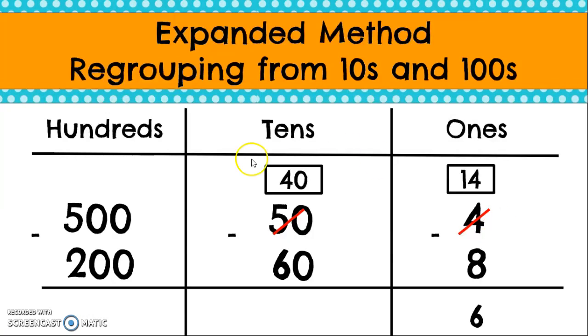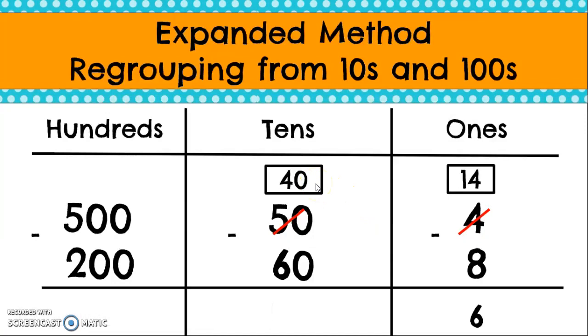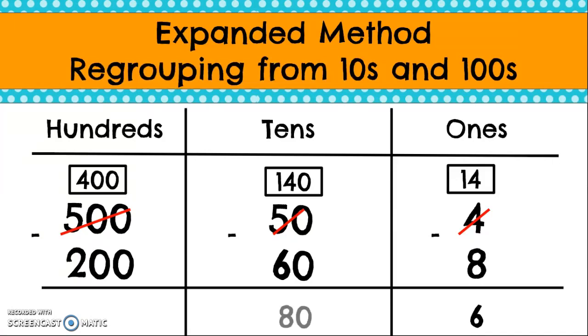And then here you are in your tens place, and you realize your bottom number is bigger than your top number. So you're going to go next door to your hundreds place and borrow 100, making your 500 400, and your 40 140. And then you can go ahead and subtract, leaving you with the answer of 286.